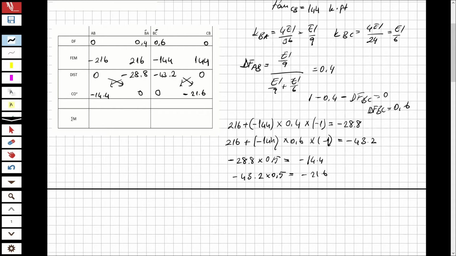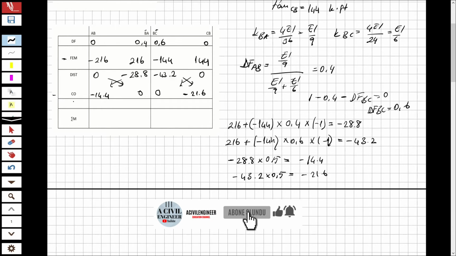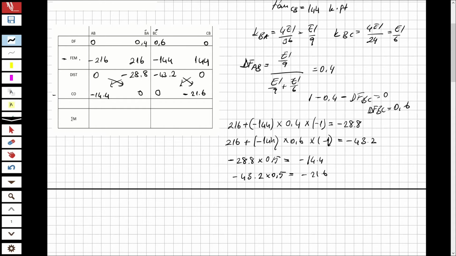And now I'm going to take the summation of the moments, because now I cannot make any carryover here. Now it's the last row. So I'm going to take the summation of the fixed moment until the last distribution or last carryover. The summation of them will be equal to minus 230.4, and 187.2, and minus 187.2, and 122.4. Now I take the summation from its own fixed moment until the last row.